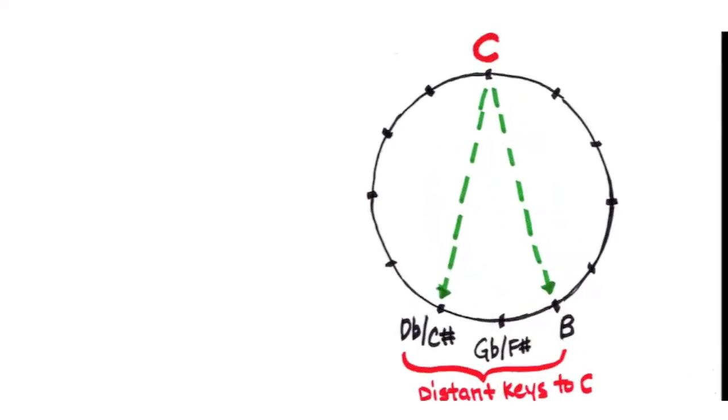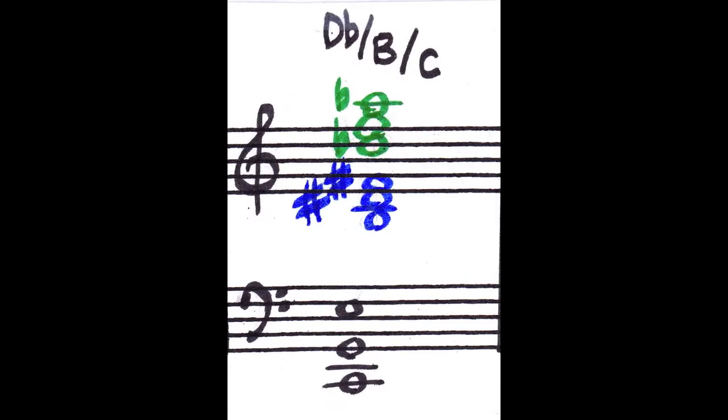And the further away the chords are in terms of key, the more dissonant the chord will be. Here's the chord D flat, or C sharp major, over B over C.